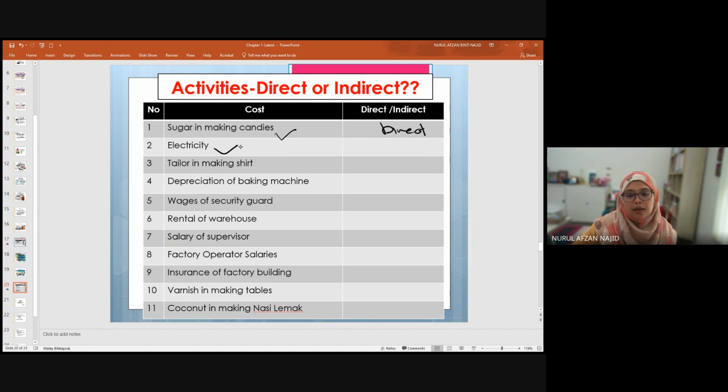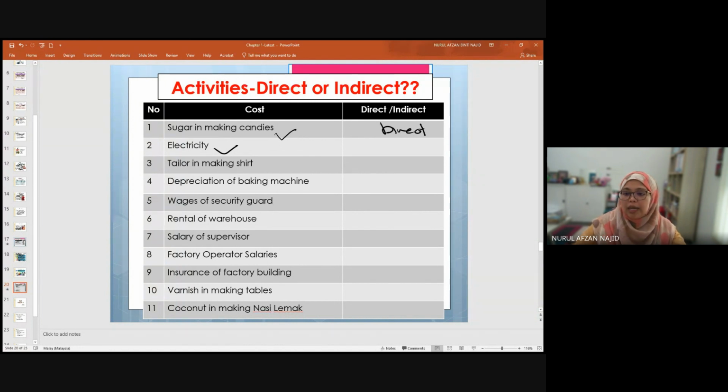Electricity, again Ahmad Nasri. I calling for Ahmad Nasri. Ahmad Nasri. You di Google Meet ni tapi I panggil you tak menjawab. You ada ke tak?